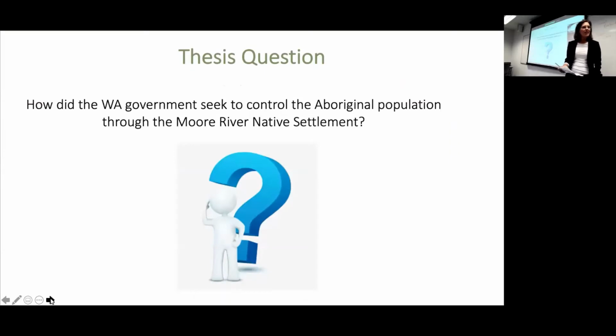Next one. So my thesis question was, how did the West Australian government seek to control the Aboriginal population through the Moore River Native Settlement? So I identified three key themes for the governance and policy of enacting the settlement, and these were control, representation, and resistance or agency.